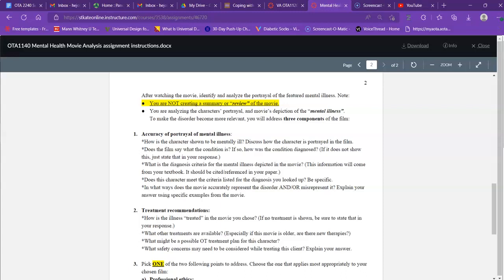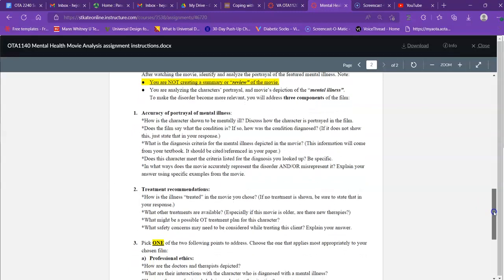And then the last question that you need to answer for section 1 is, in what ways does the movie accurately represent the disorder and or misrepresent it? And then you need to explain your answer using specific examples from the movie. So those 5 questions need to be answered in section 1.